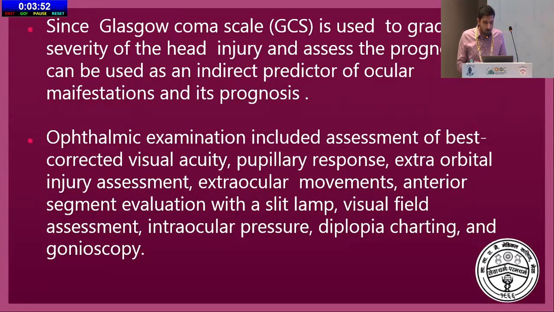Since the Glasgow Coma Scale is used to grade the severity of head injury and assess prognosis, it can be used as an indirect predictor of ocular manifestations and their prognosis. Ophthalmic examination included assessment of best corrected visual acuity, pupillary response, extraorbital injury assessment, extraocular movements, anterior segment evaluation with the slit lamp, visual field assessment, intraocular pressure, diplopia charting, and gonioscopy.